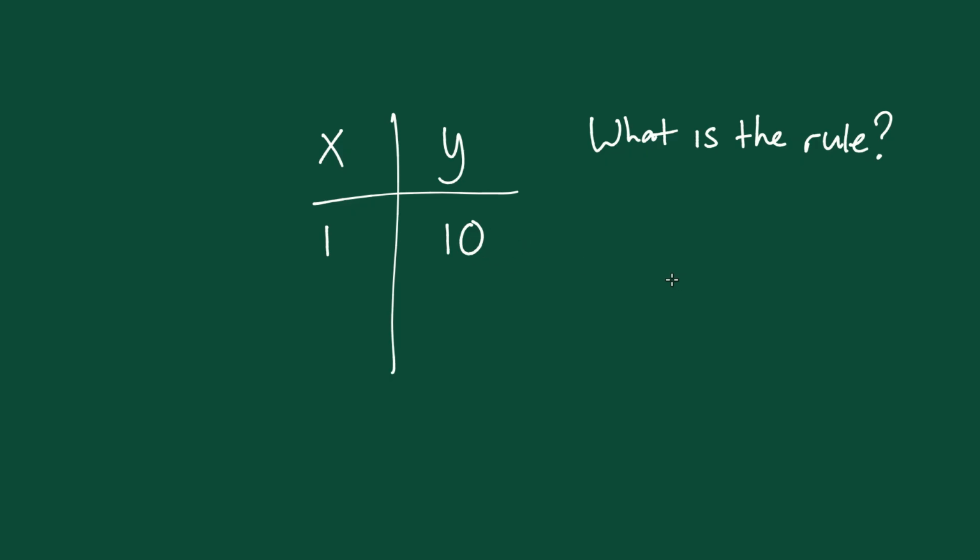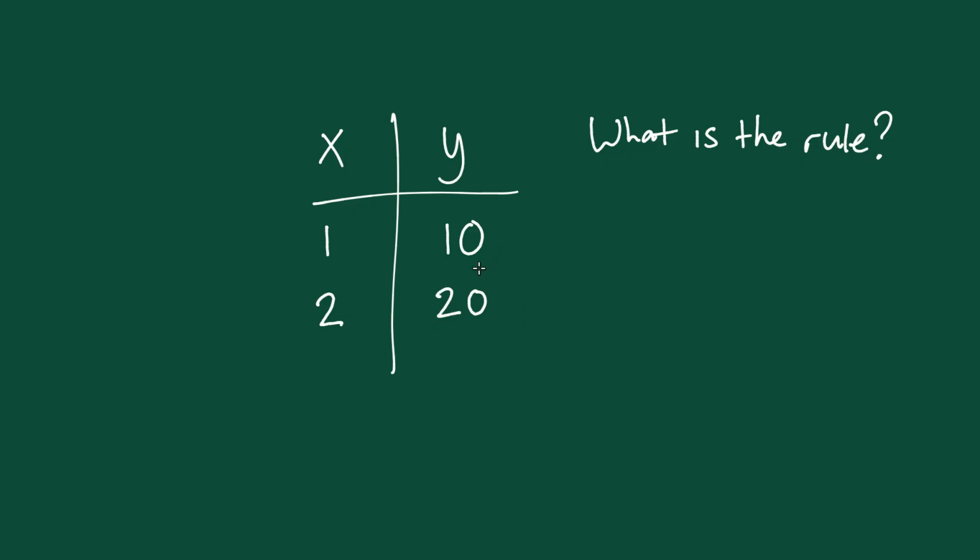So in order to figure out a rule, we need another set of input-output pairs. So if you saw 1 and 10 and 2 and 20, now it should be pretty easy to figure out. For every input we get, it looks like we multiply by 10, right?